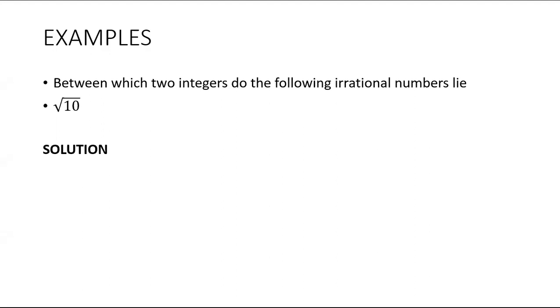Which perfect square will be the first one to be greater than 10? It is 16. Now you're going to put the square root of 10 between the square root of 9 and the square root of 16. The square root of 10 will be greater than the square root of 9, and the square root of 10 will be less than the square root of 16.